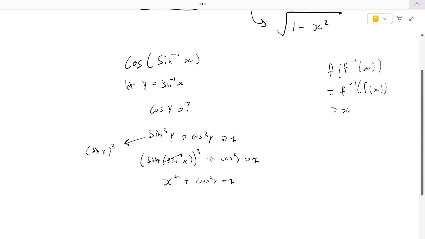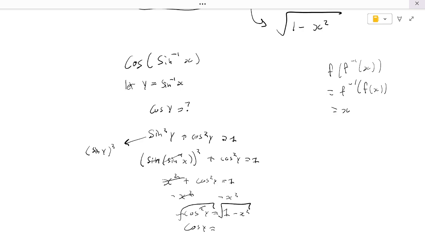Now we're trying to get cosine of y by itself, so let's subtract x squared from both sides. So we get cosine squared of y is equal to 1 minus x squared. Okay, so let's take the square root of both sides to undo that squared. So we get cosine of y is equal to the square root of 1 minus x squared.